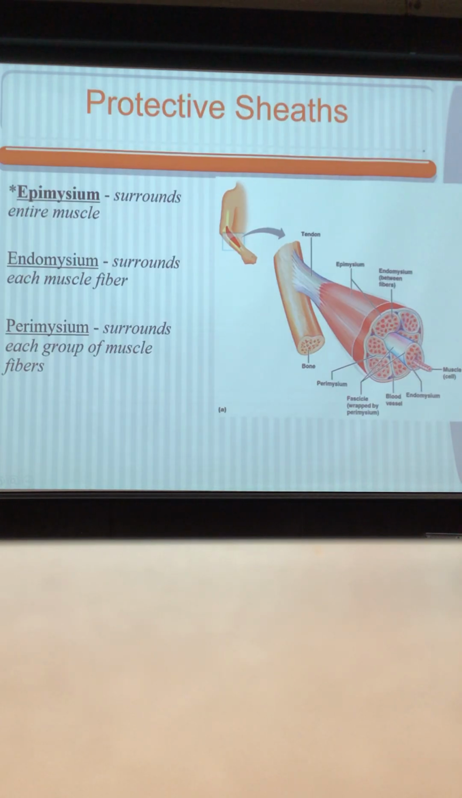Some other things to point out. You only have to know here what has a star in front of it, the epimysium. The epimysium is the connective tissue covering over the whole muscle. Some people say epimysium, I say epimysium.